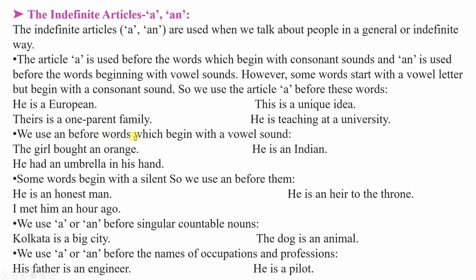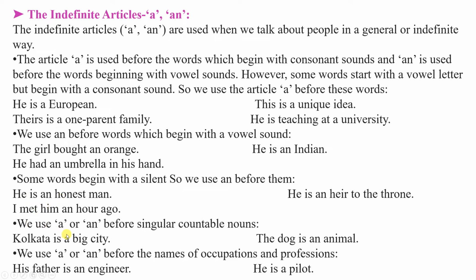We use an before the word which begins with a vowel sound. For example, the girl brought an orange. He is an Indian. Some words begin with a silent letter, so we use an before them. For example, he is an honest man. Here H is silent and we are pronouncing O first. That's why an is used before honest, though H is a consonant, but H is silent here and the vowel sound O is pronounced first. So, he is an honest man.